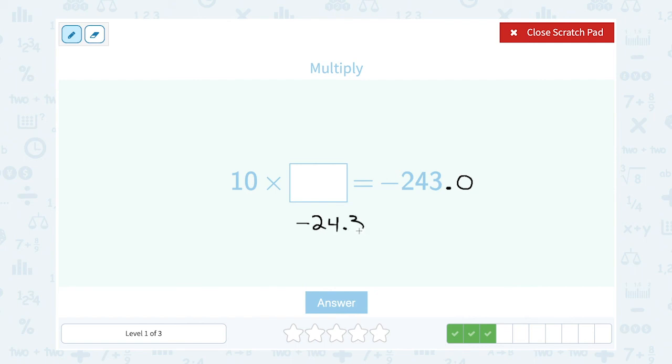So notice we can make this problem a little easier by thinking about place value instead of having to do the whole division problem when our number is 10, because we know multiplying by 10, right? If I said negative 24.3 times 10, I would move the decimal one place to get negative 243.